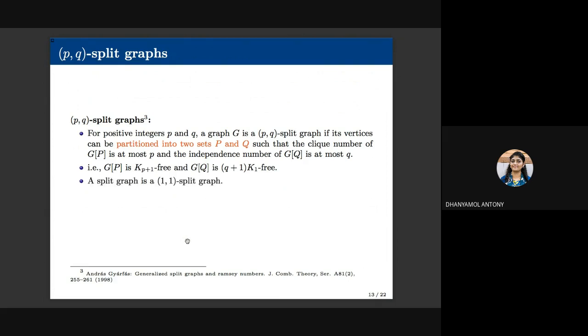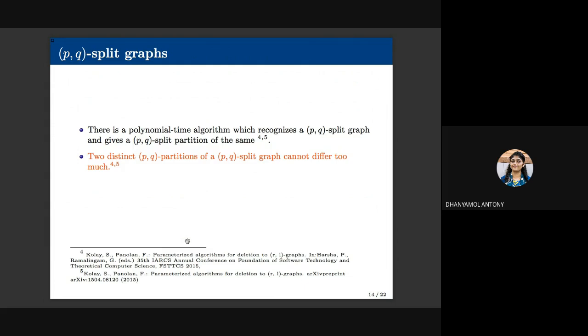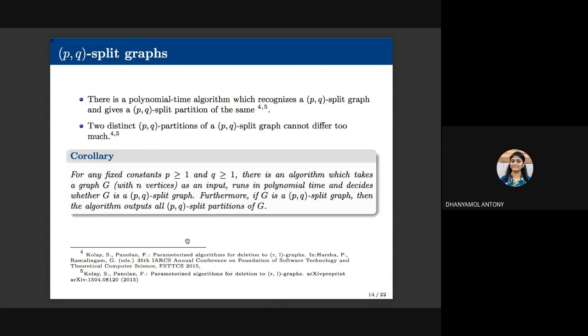Clearly, a split graph is a 1-1 split graph, and every partition of this form will be called a PQ split partition of the PQ split graph. Cologne and Panolan proved that there is a polynomial time algorithm which recognizes a PQ split graph and gives a PQ split partition of the same. They also proved that two distinct PQ partitions of a PQ split graph cannot differ too much. This helps us to enumerate all PQ split partitions of a PQ split graph in polynomial time given one of them. Thus, using this result, we have this corollary.